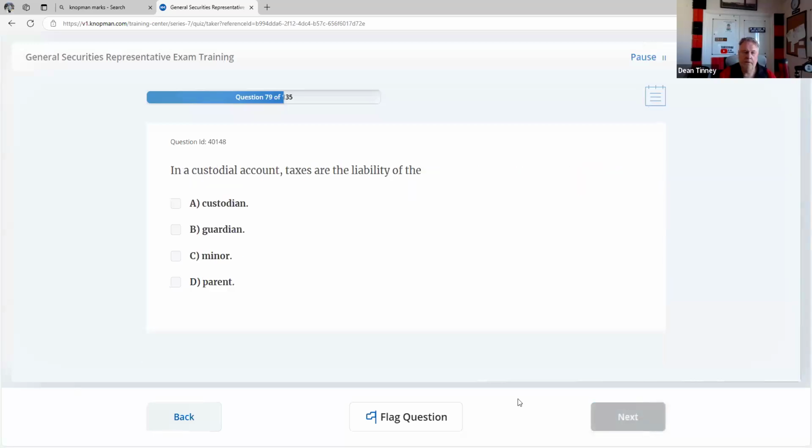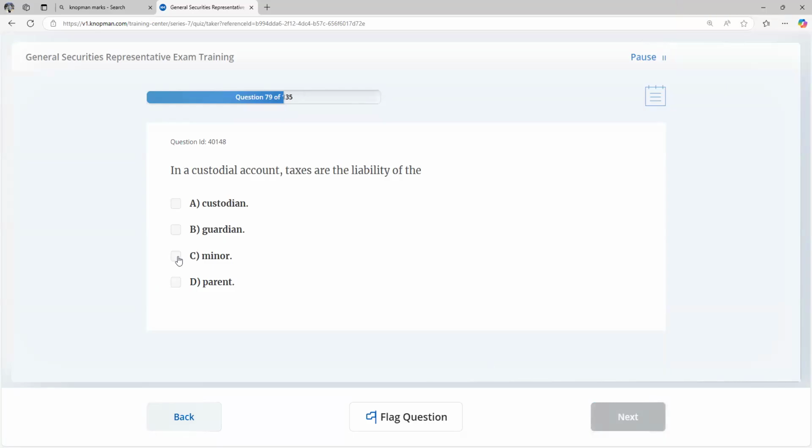In a custodial account, taxes are the liability of the minor, right on.